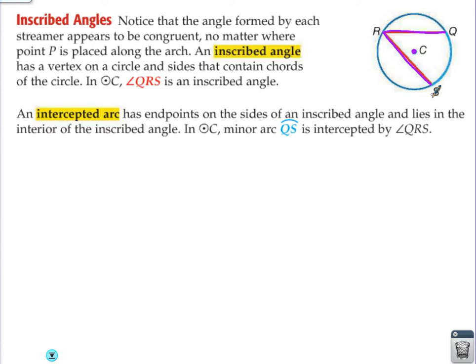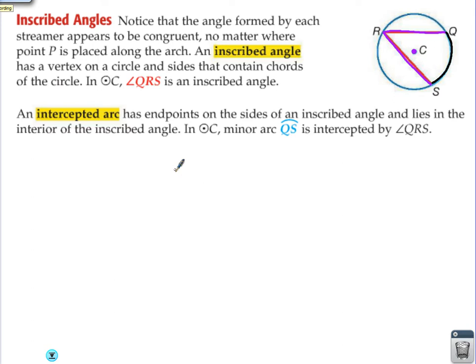The intercepted arc. Let's talk about what we mean by intercepted arc. If you draw that inscribed angle, think of it as being like Pac-Man. This arc that he's eating is called the intercepted arc, QS. So therefore, if QRS is your inscribed angle, then QS is your intercepted arc. That's going to be important to you.